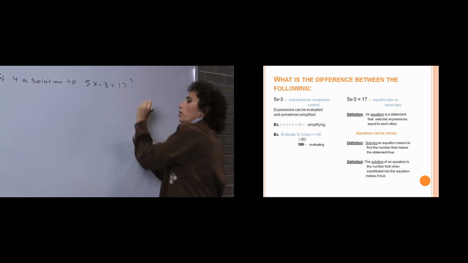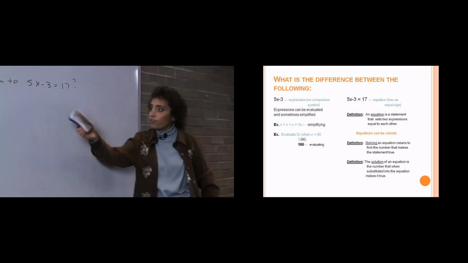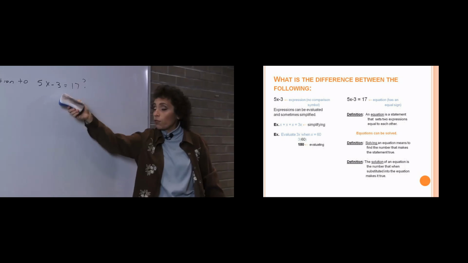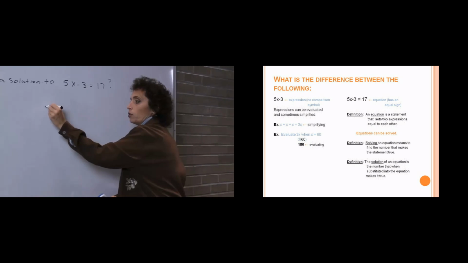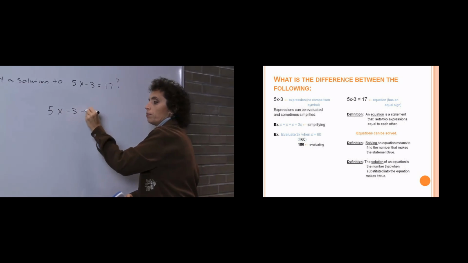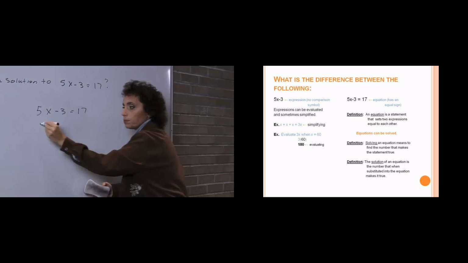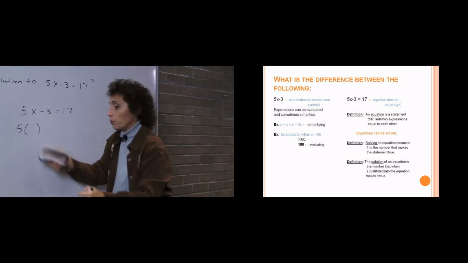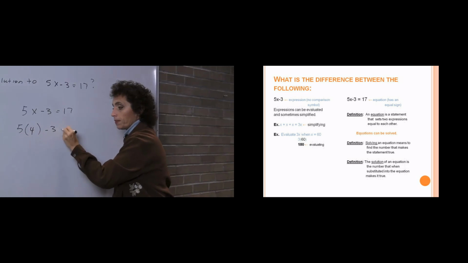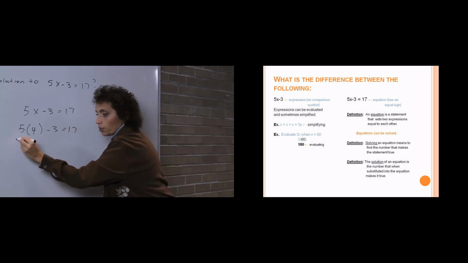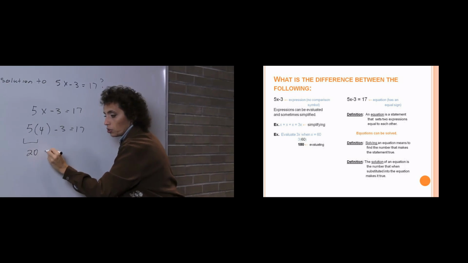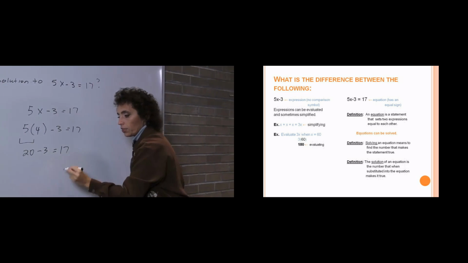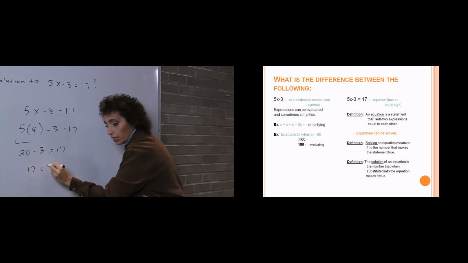Okay, that's the question. Well, to find out if 4 is a solution to this, I have to plug 4 in where I see the variable. Well, there's only one variable, so I plug it in there. Write the problem. We're substituting, so we're going to use parentheses. Put that number inside the parentheses. 5 times 4 is 20. 20 minus 3 is 17. That is true. 17 equals 17.